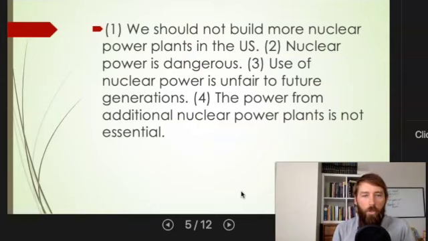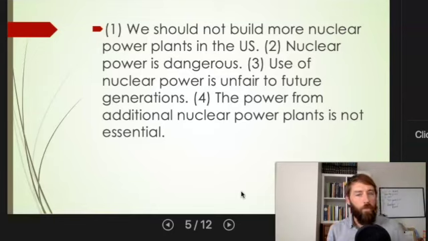First, we've got to figure out what the conclusion is, because again, there are no indicator words that tell us what the conclusion is. We have an implicit inferential claim. So which one is the conclusion? You can go ahead and pause now and think about it. The conclusion of this one is we should not build more nuclear power plants in the U.S. And we're given 3 reasons. Nuclear power is dangerous, it's unfair to future generations, and it's not essential.